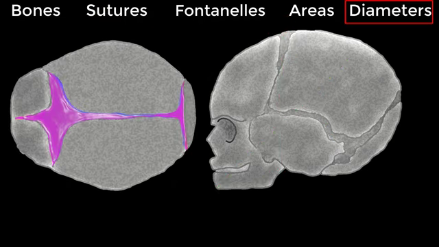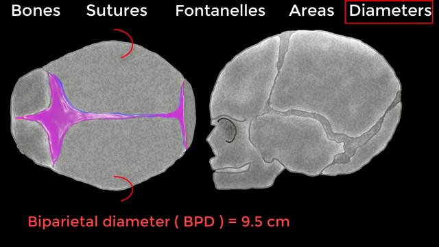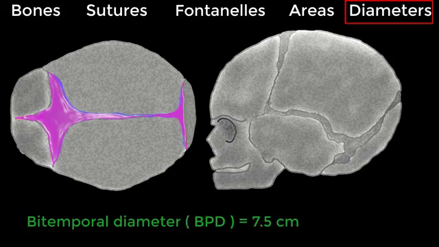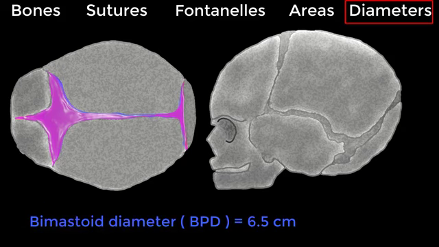Regarding transverse diameters, the most important is biparietal diameter, extending between the two parietal eminences, measuring 9.5 centimeters. It is the engaging diameter in all attitudes. Other transverse diameters include bitemporal diameter, extending between the two ends of the coronal sutures, and measures 7.5 centimeters. Bimastoid diameter, between the two mastoid eminences, measures 6.5 centimeters.